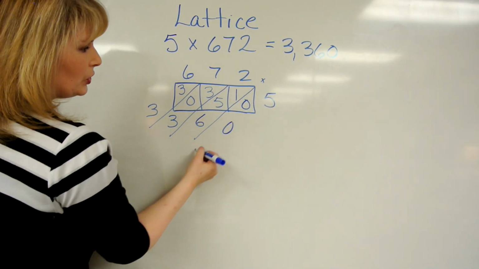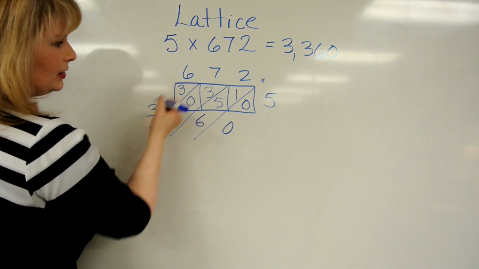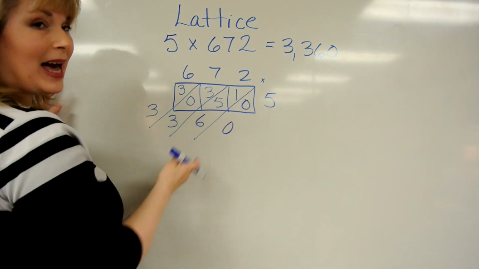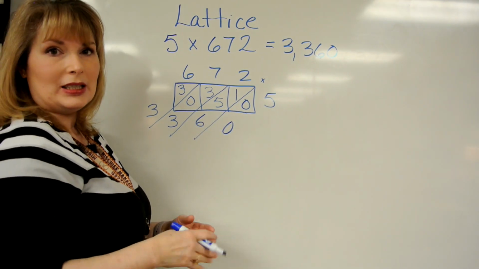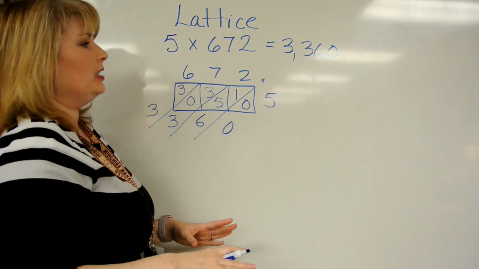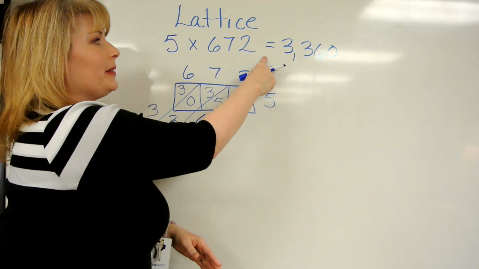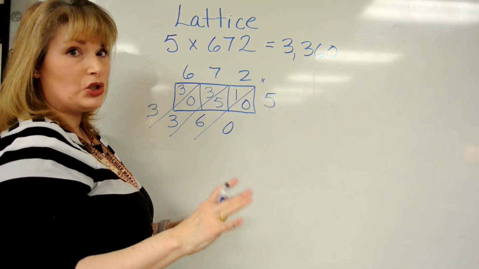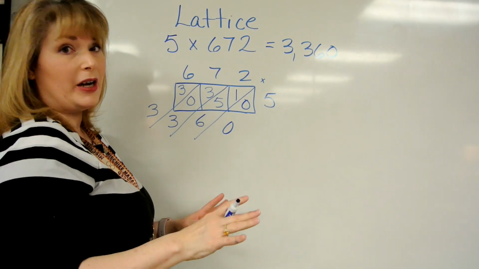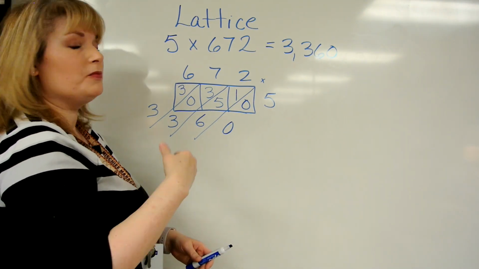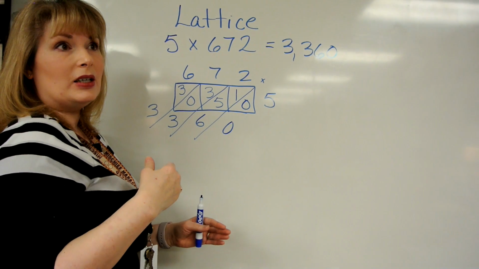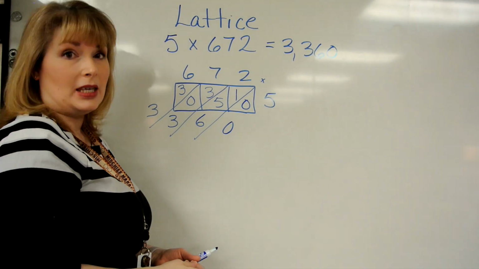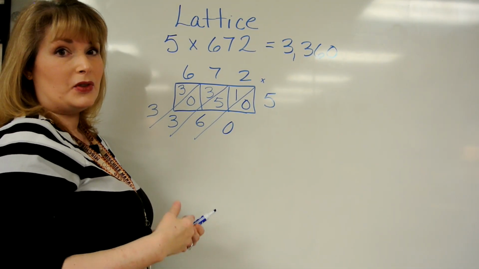Because the answer is solved as a sideways addition, the place holding is built right into it. So a big problem like this literally is turned into a very simple problem. 5 times 2, 5 times 7, 5 times 6. It takes a lot of the thinking out of the multiplication.